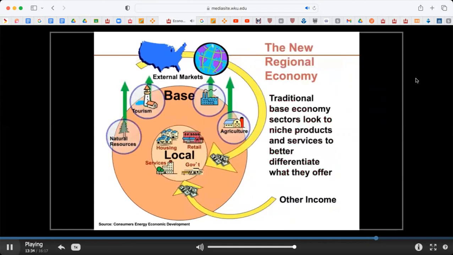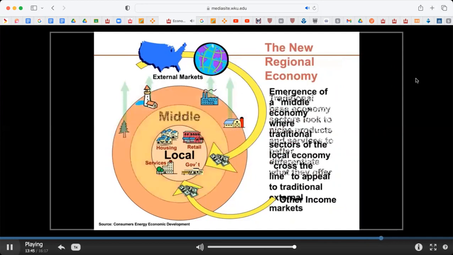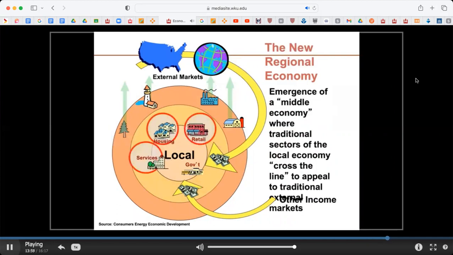And so how you adjust to this as the traditional basic economy sectors look to niche products and services to better differentiate with one another. And the traditional base sectors here, you've seen an emergence of a middle economy where these traditional sectors of the local economy cross the line to appeal to other external markets. And so in many respects, you see this with services, with housing, with retail, with the online retailers.